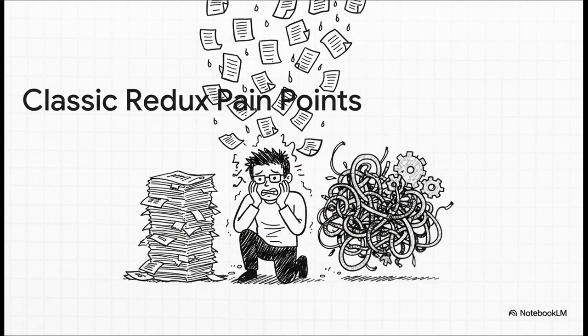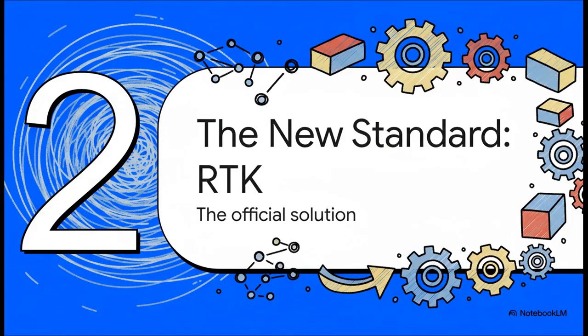I mean, seriously, just to add one tiny feature, you had to jump between files for your actions, your reducers, your constants. The store setup was complicated, and if you needed to do anything with an API call, you had to pull in more packages and write even more boilerplate. It just killed productivity.